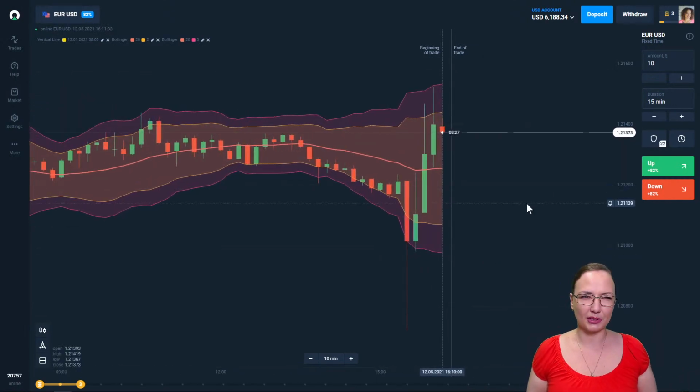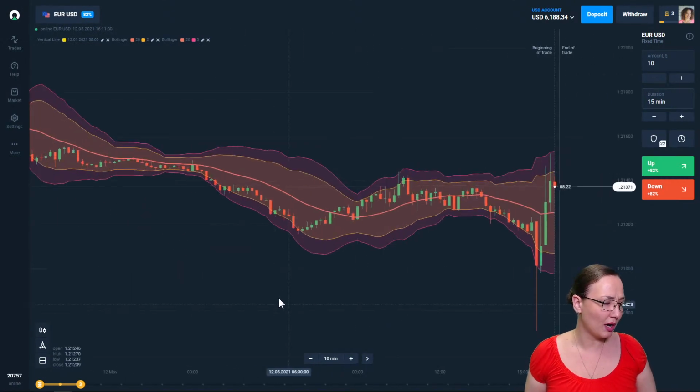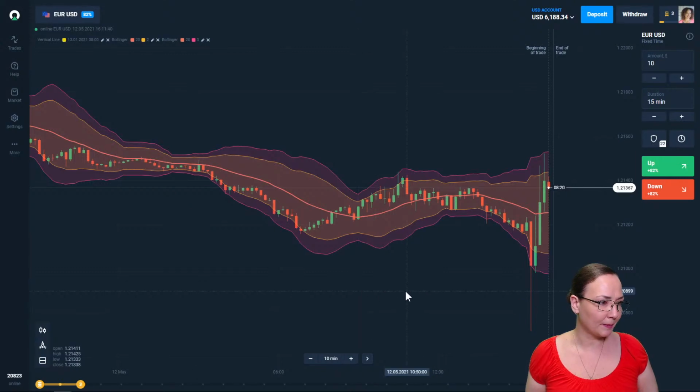Now, we do have a lot of volatility here right now. There must have been, I think there was a CPI release. I really wasn't following that much. But let me just show you some examples here.